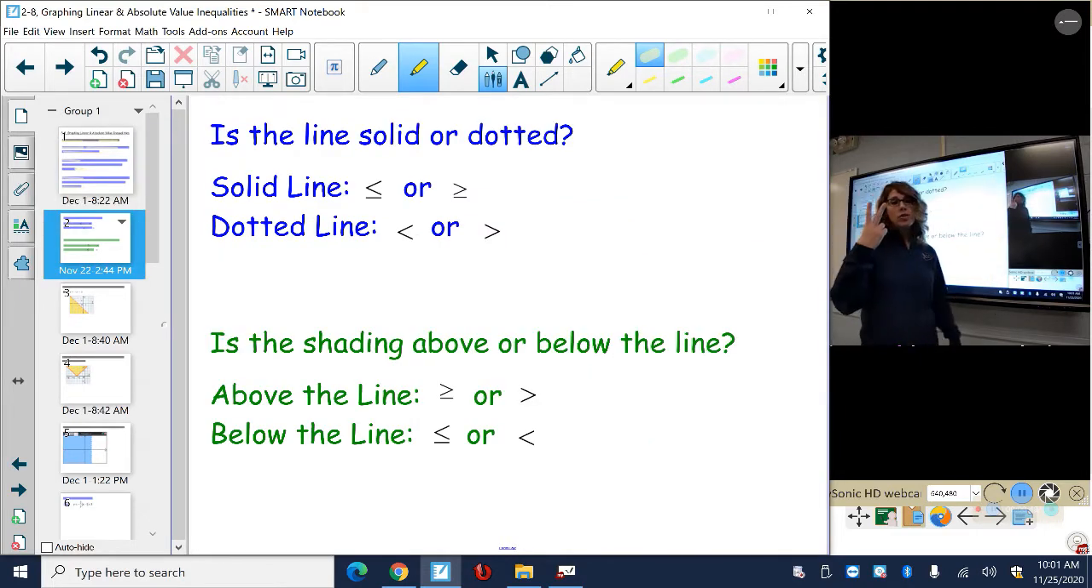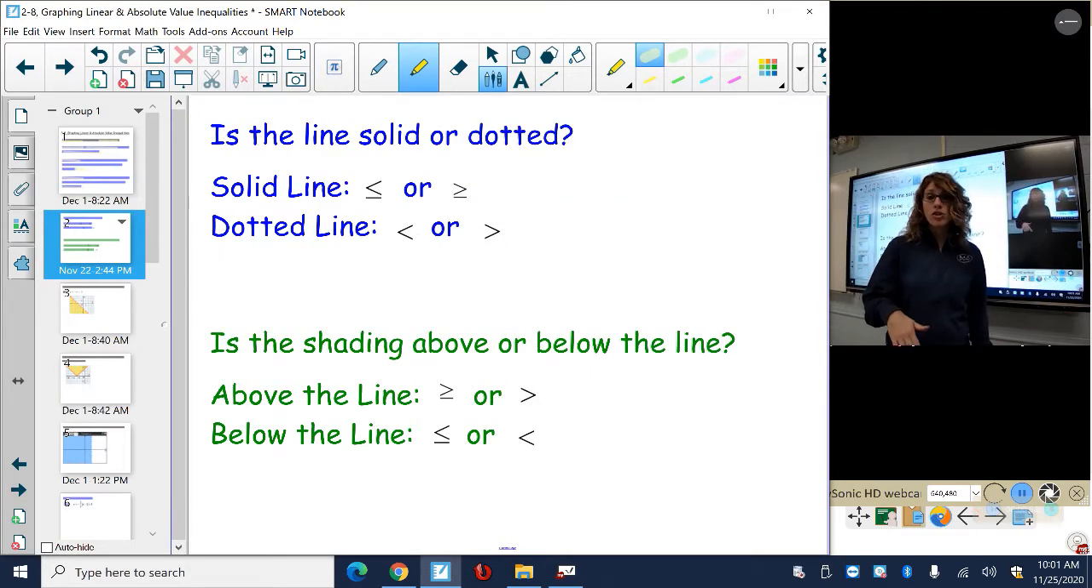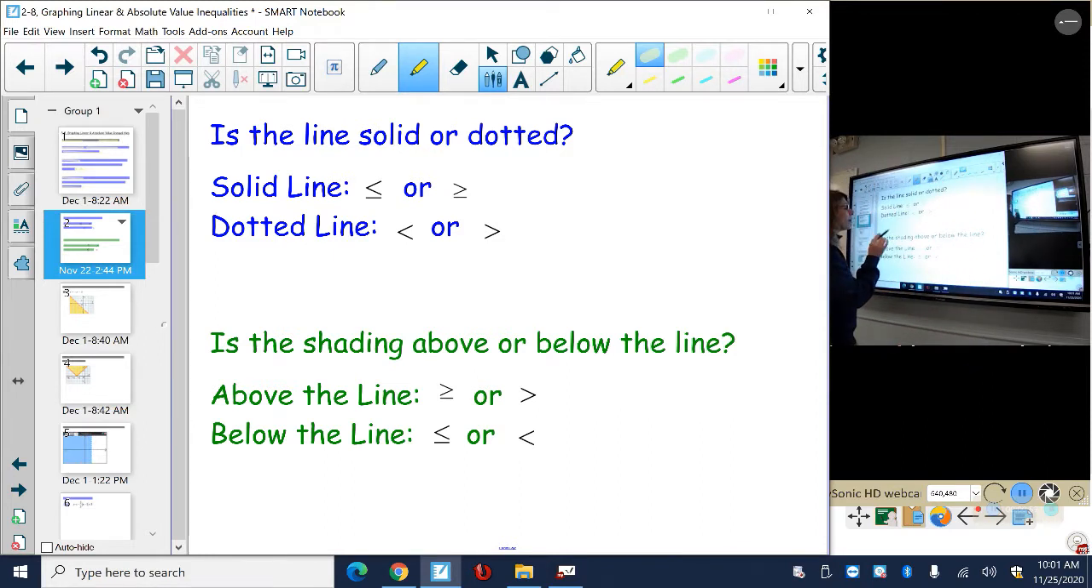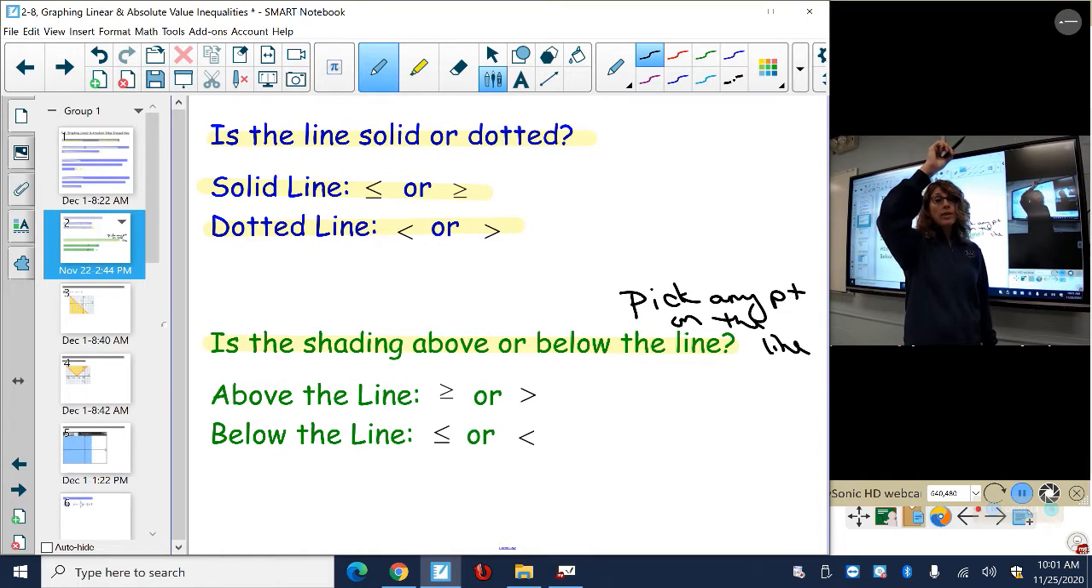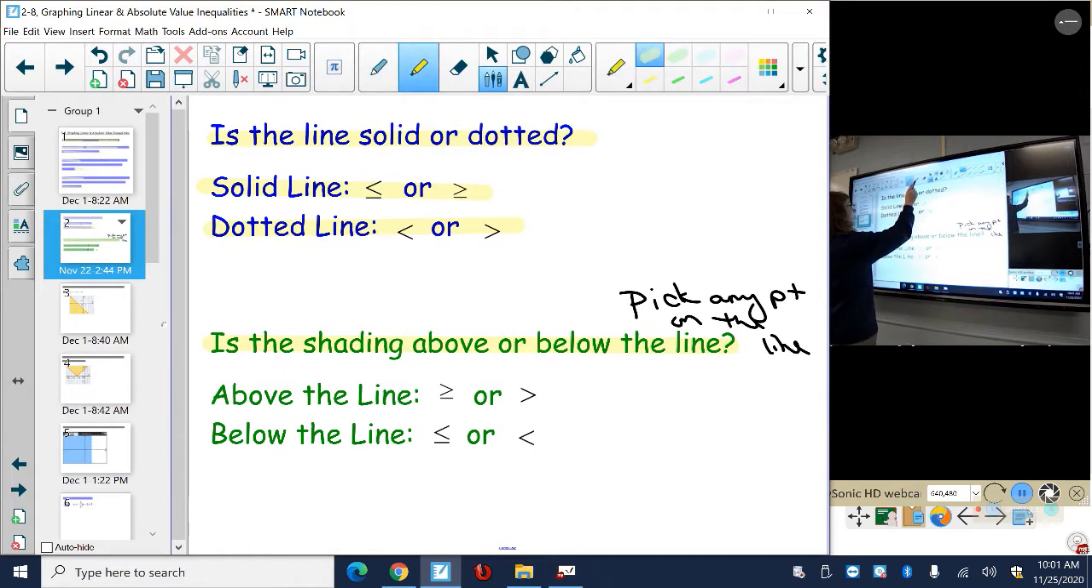So there are two questions you have to ask yourself. Is the line solid or dotted? And is the shading above it or below it? Whenever I say above, I mean pick any point. So the first one, is the line solid or dotted? Solid line, dotted line. We just talked about which ones to use. Is the shading above or below the line? Now, when I say that, I mean pick any point on the line. If the shading's above that point, then that means it's greater than. If the shading is below that point, that means it's less than. Okay? So, with that being said, above means greater than or equal to, below means less than or equal to. So here we go.